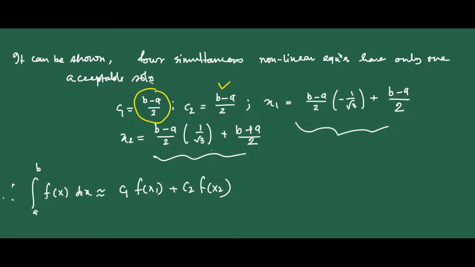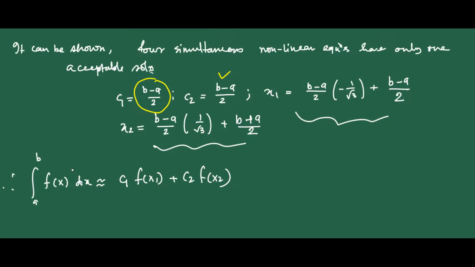This is the solution for C1, C2, X1, X2, and we can say the integration according to Gaussian quadrature is 2.1. If we think about this, the integral of f(x) dx can be written as C1 times the function evaluated at the point x1, plus C2 times the function evaluated at x2, which is not the boundary itself. It is a combination of these things. It is not a boundary at all.